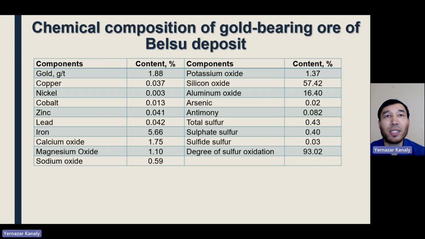According to the results of assays, the average gold content in the ore is 1.88 gram per ton. The chemical composition of this ore is shown in the table. The industrial value in the sample is gold. All other metals are contained in insignificant amounts and are not of interest for industrial production.